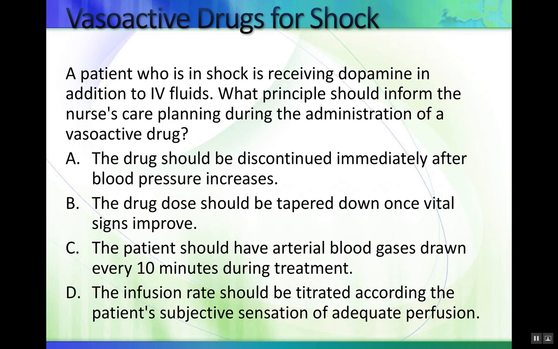So the patient who is in shock is receiving dopamine in addition to IV fluids. What principles should inform the nurse's care planning during the administration of the vasoactive drug? And it's B, the drug dose is going to be tapered down once the vital signs improve. So we're looking at the pulse and blood pressure and the mean arterial pressure, and if the patient's improving, then the drug needs to be decreased. They're going to slowly decrease it. They're not just going to stop it, to make sure that they can adequately perfuse the patient.